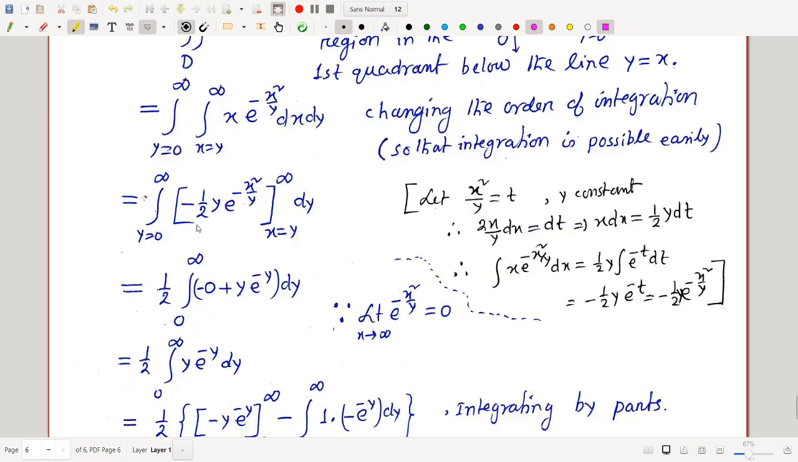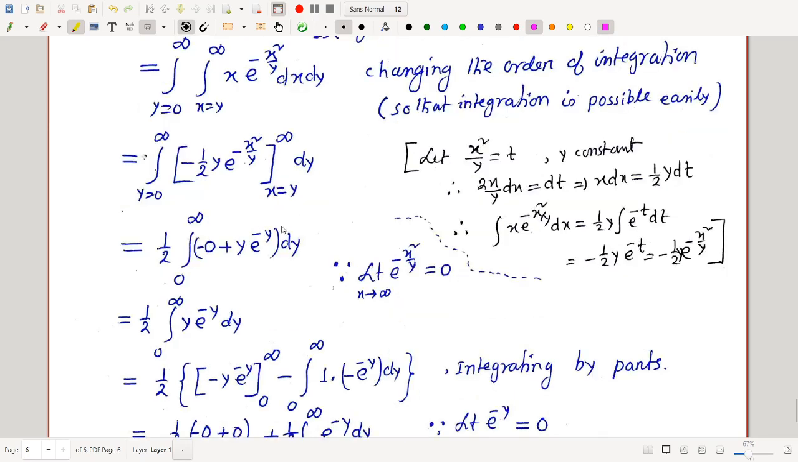Okay, side calculation is there. So minus half y e to the power minus x square by y, and limits for x equal to y to infinity. Now when we put infinity, of course infinity is to be used always in limiting sense. So when we take the limit as x tends to infinity, e to the power minus infinity will be coming, but in the limiting sense that we know is 0. Okay, so that's why it is 0 taken, and then when x is y, y square by y will be e to the power minus y.